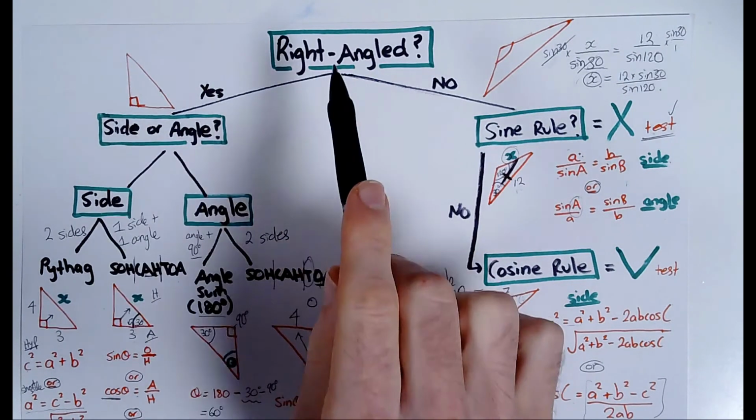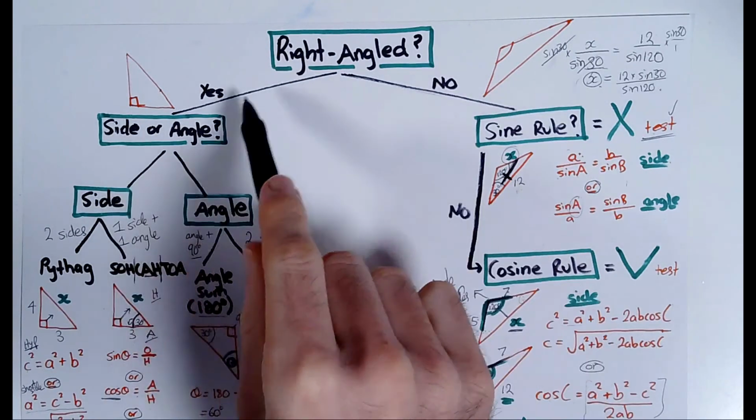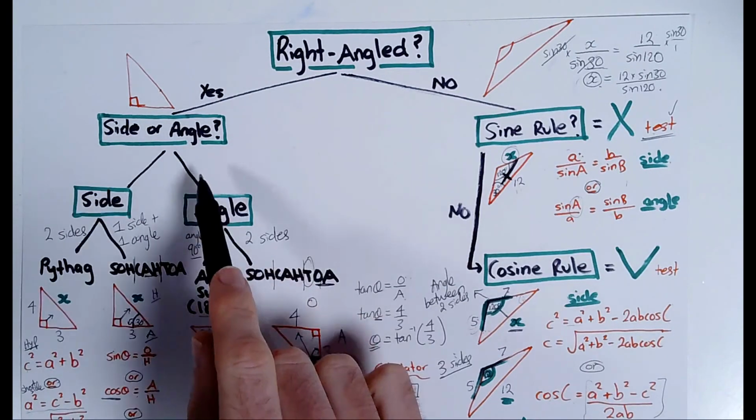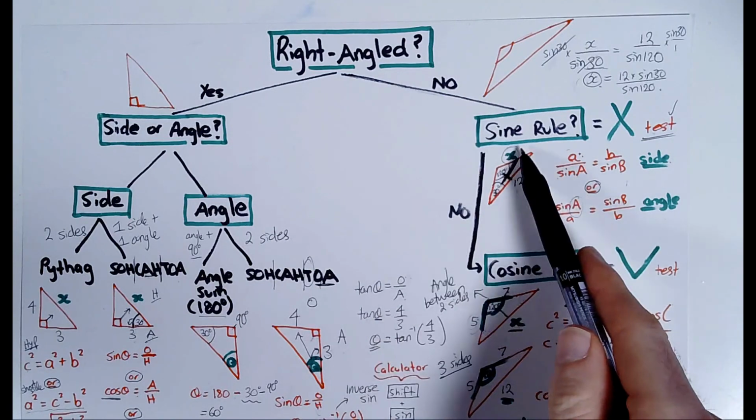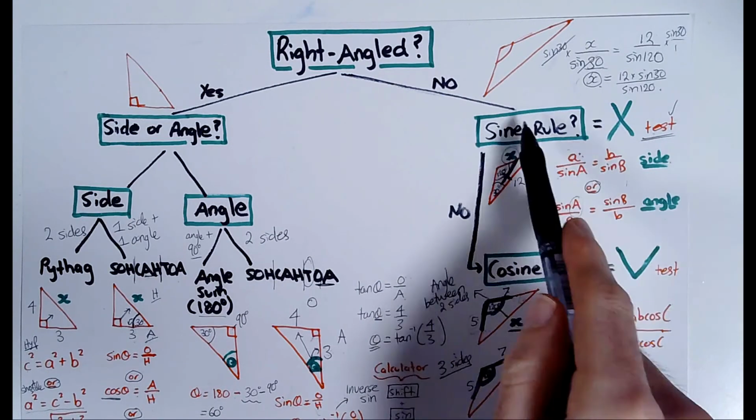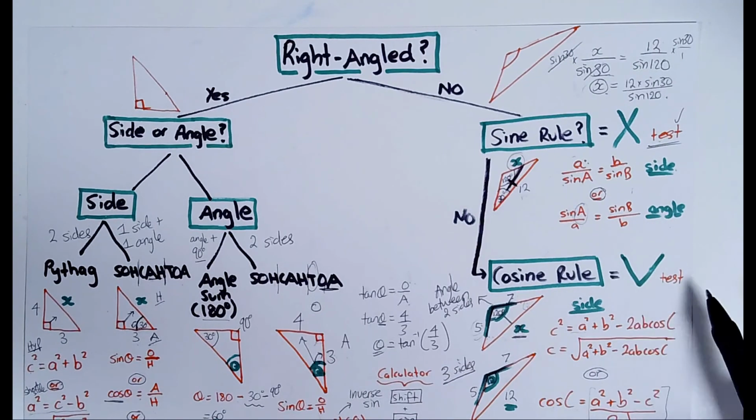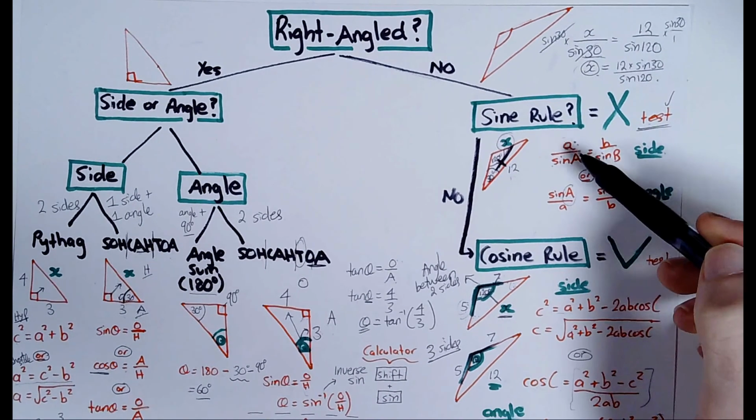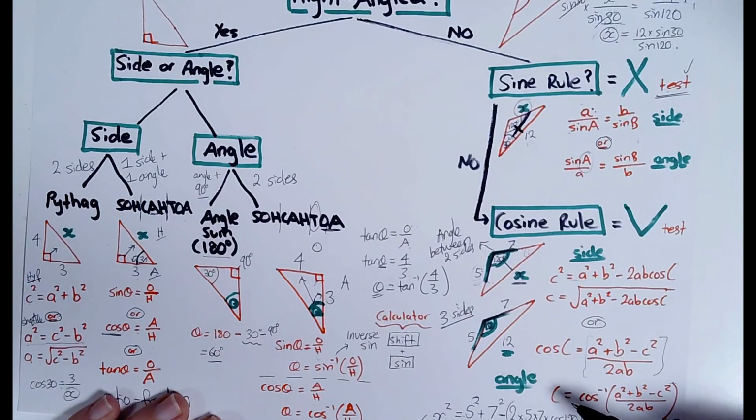Just remember to always start with the question, is it a right-angled triangle? And you go from there. What are you then trying to find, the side or the angle? And if it's a non-right-angled triangle, you first of all start with the sine rule by applying the x test. And then if that doesn't work, you go and do the cosine rule and apply the v test. And just make sure you've memorized those two formulas and the two different versions of those formulas.